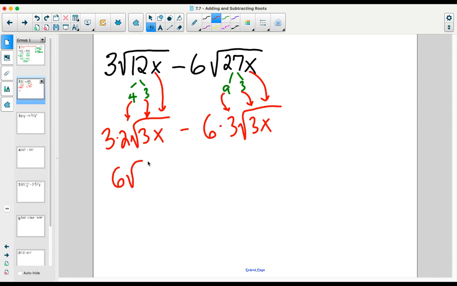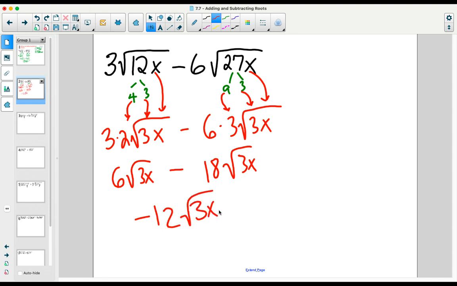3 times 2 is 6. So this is 6 root 3x. 6 times 3 is 18. So that's 18 root 3x. Subtracting the two of these, we get negative 12 root 3x.